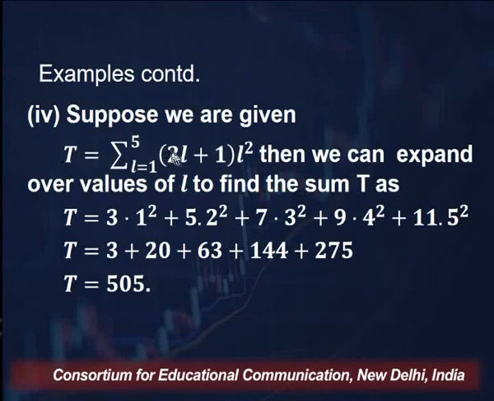So, when I take l as 1, the term inside becomes (2 into 1 plus 1) into 1 square, which is 3 into 1 square, plus when l is equal to 2, (2 into 2 plus 1) is 5, so 5 into 2 square. Similarly, when I take l as 3, then it is 7 into 3 square, plus when l is 4, 9 into 4 square, and when l is 5, 11 into 5 square. So, it is a very simple calculation, T comes out to be 505. So, this sum that I have written in the compact notation actually has the value 505.